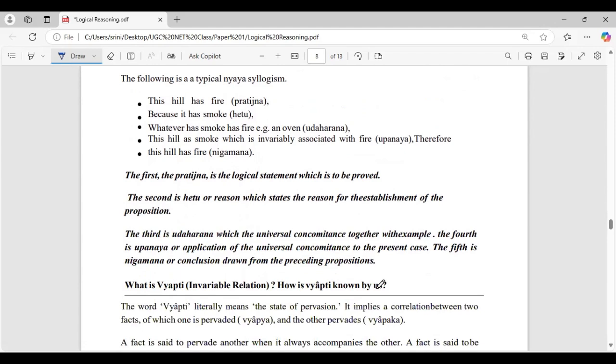Pratijna is the logical statement which is to be proved true. Second, Hetu, or reason, which states the reason for the establishment of the proposition. Third, Udaharana, the universal concomitance together with an example. Fourth, Upanaya, or application of the universal concomitance to the present case. Fifth, Nigamana, or conclusion drawn from the preceding propositions.